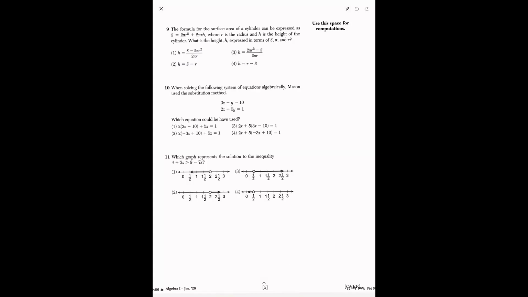They've given us a formula to find the surface area of a cylinder, and it's S equals 2 pi r squared plus 2 pi r times h. R is the radius, h is the height of the cylinder, and they want to get h by itself in terms of s, pi, and r.